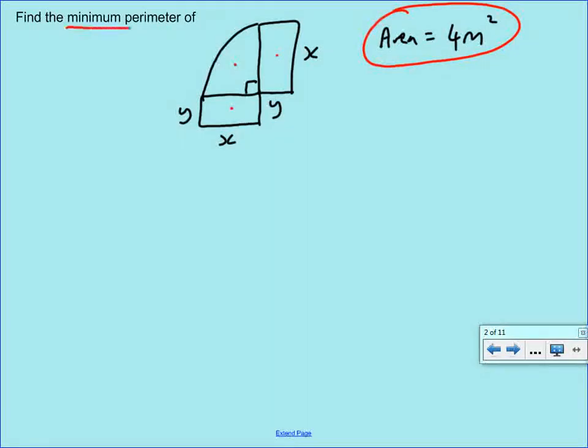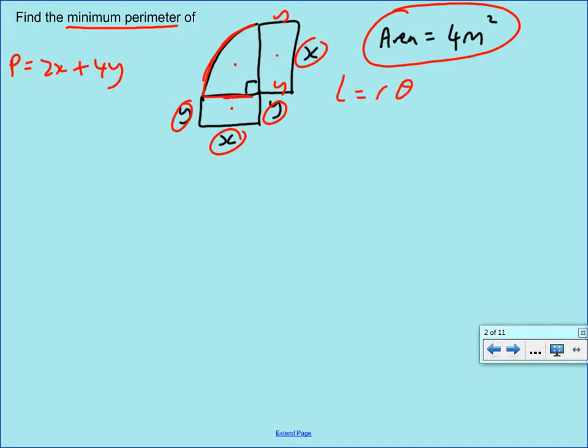Now, the best place to start is to say, well, it says find the minimum perimeter, so I need to get everything in terms of my perimeter. So my perimeter has two x's plus 1, 2, 3, 4 y's, yeah? And it also has this arc length here. Remember, our arc length formula is the radius, which in this case is x, and our angle in radians is pi over 2, which is 90 degrees. So this equals x pi over 2. So plus x pi over 2.